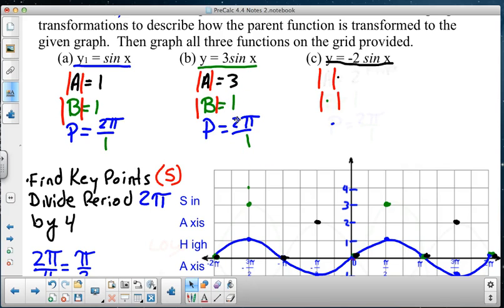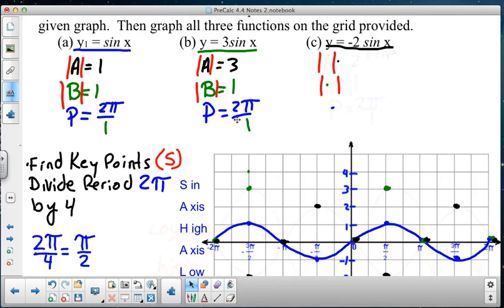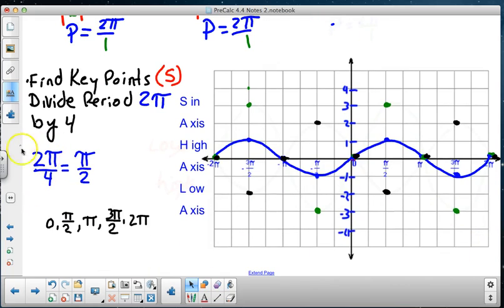So I'm going to take 2 pi, the period length, divide it by 4 and find my 5 key points. Well, they happen to be the same 5 key points that we found already. Negative 2 pi, negative 3 pi over 2, negative pi, negative pi over 2, 0, and then repeat my original 5 key points, 0, pi over 2, pi, 3 pi over 2, and 2 pi. Okay, by dividing again my period by 4 and finding that their separations are pi over 2, and I start at 0 and work my way up.